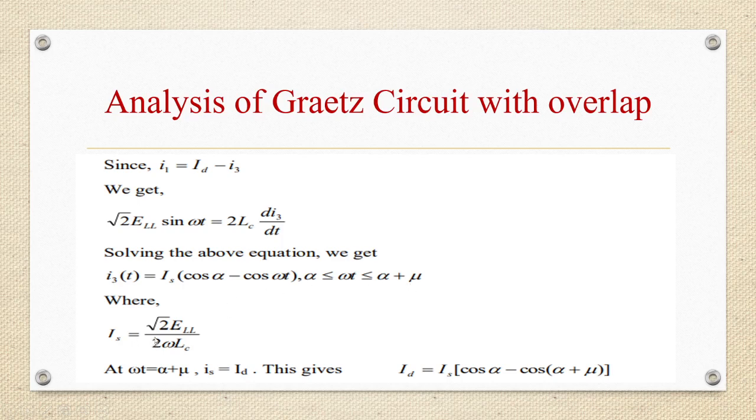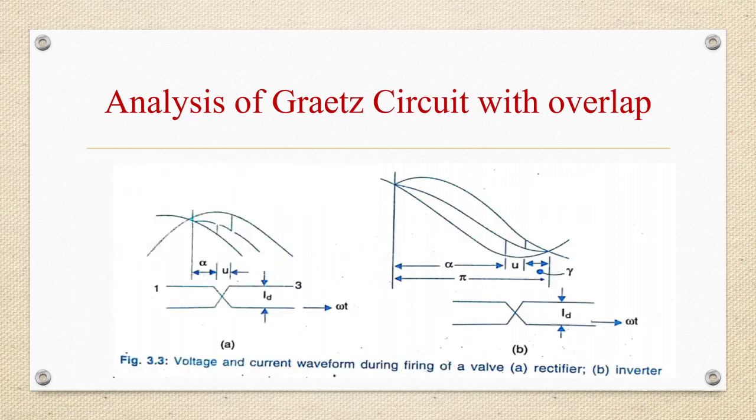Is is equal to what? Root 2 E_LL by 2 omega LC, where at omega t is equal to alpha plus mu, Is is Id. This gives Id is equal to Is into cos alpha minus cos of alpha plus mu. See students, mu or u is the same here.